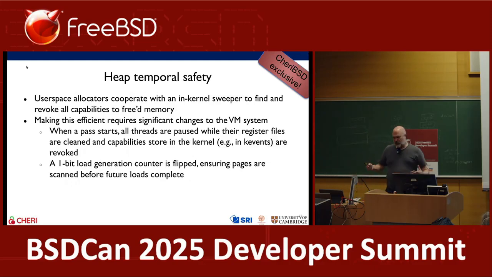Heap temporal safety. So we have augmented the architecture to make it viable to search all of memory for capabilities which have been freed. The reason you can do this is that for any capability, you can look at its base address, and that will tell you what allocation it was part of. And then we use a bitmap to indicate things that have been freed during the scan. So there's a simple check as to whether or not a pointer should be revoked.